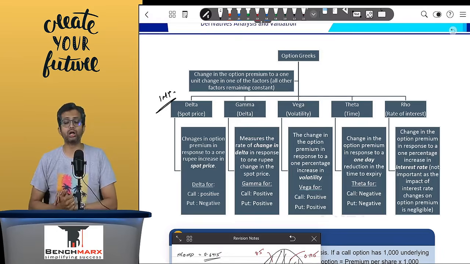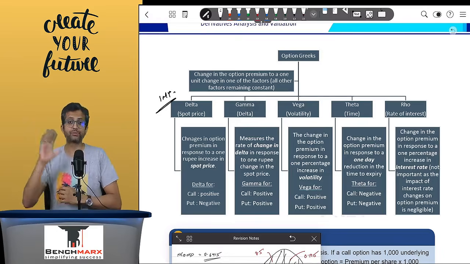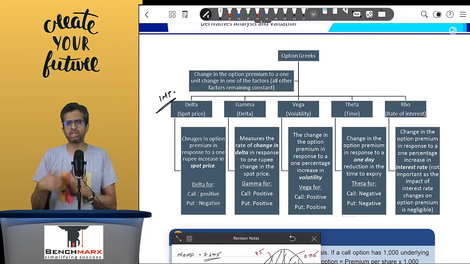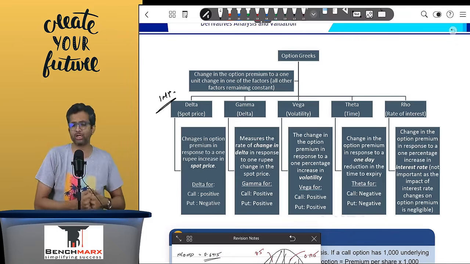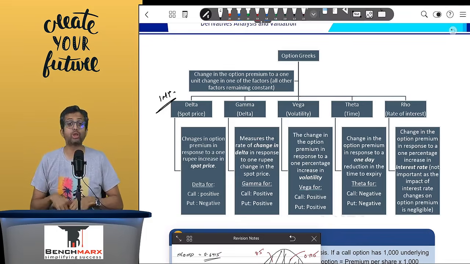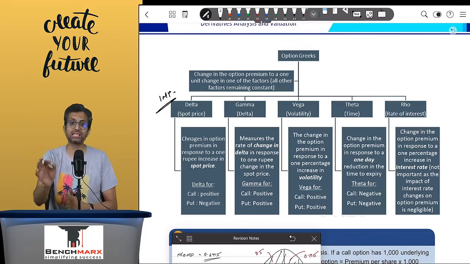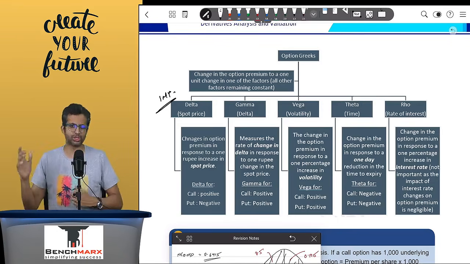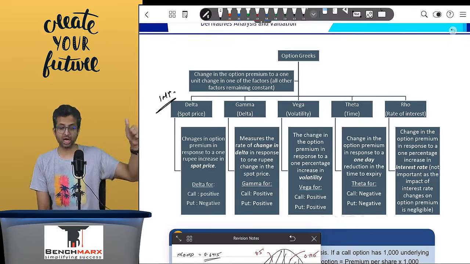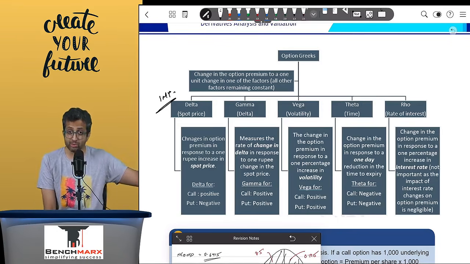Next, you have rho. The 5th factor was the rate of interest. Rate of interest changes, and since the option value is a present value, there might be a slight impact on the option premium due to a change in the rate of interest. This is measured by something called rho, RHO. So basically, delta measures the responsiveness to share price movements. Vega measures the responsiveness to volatility, that is the standard deviation.